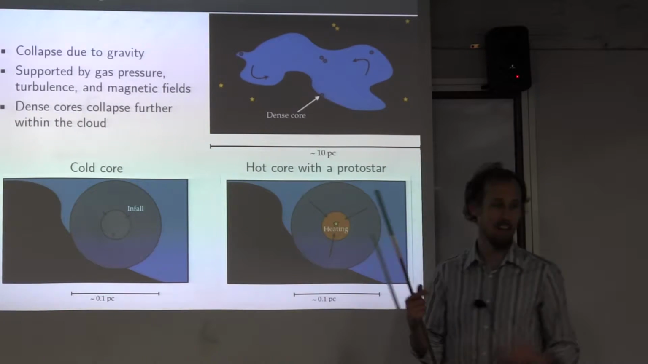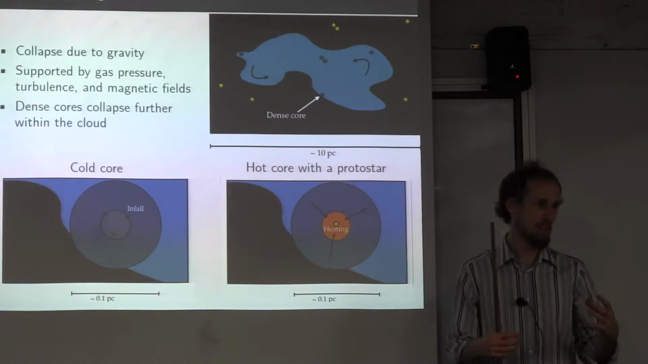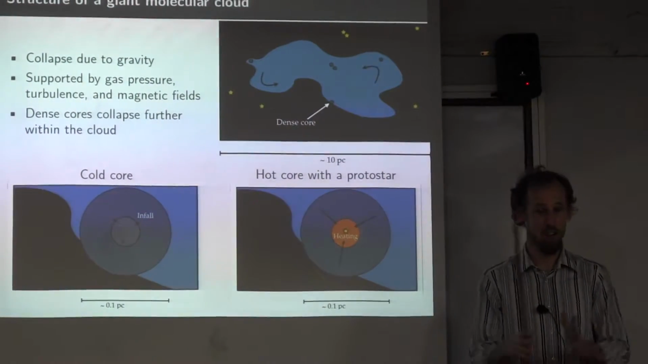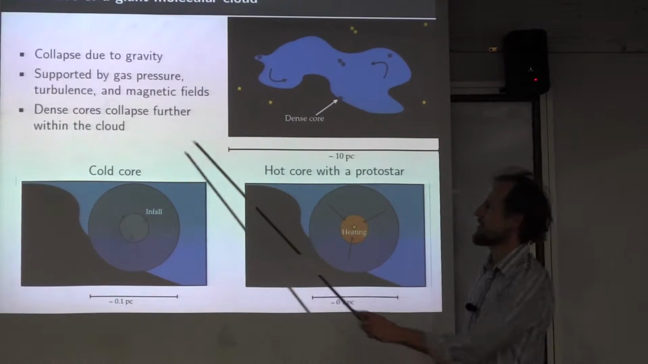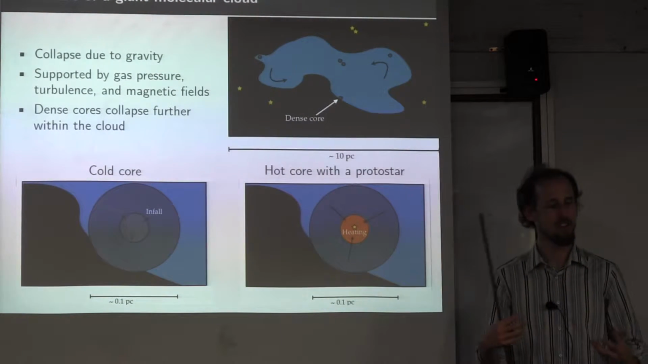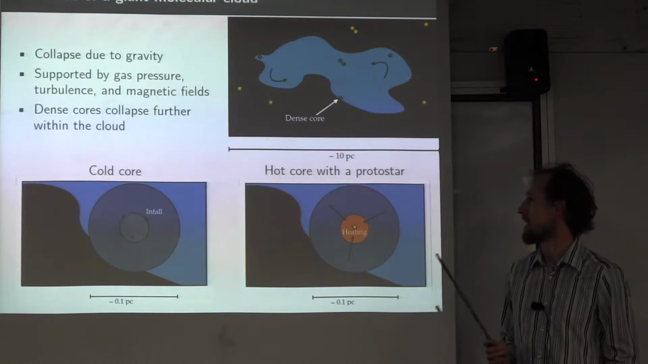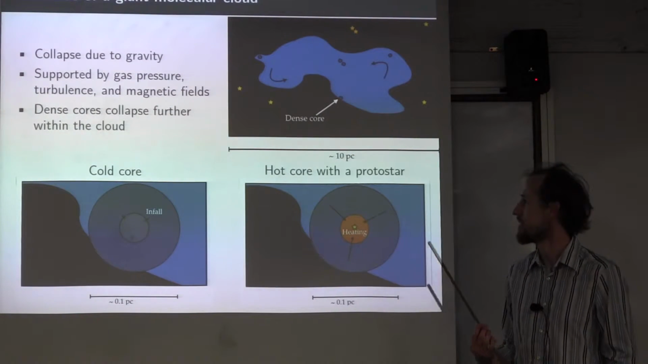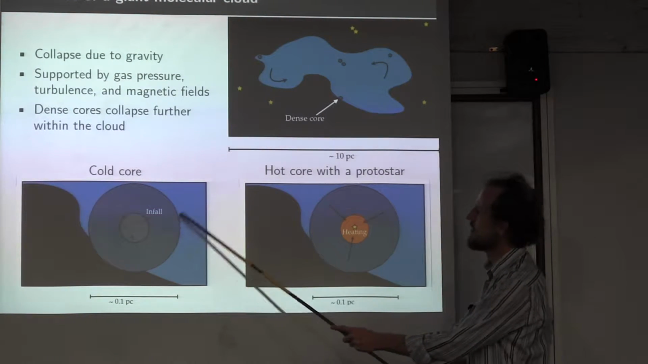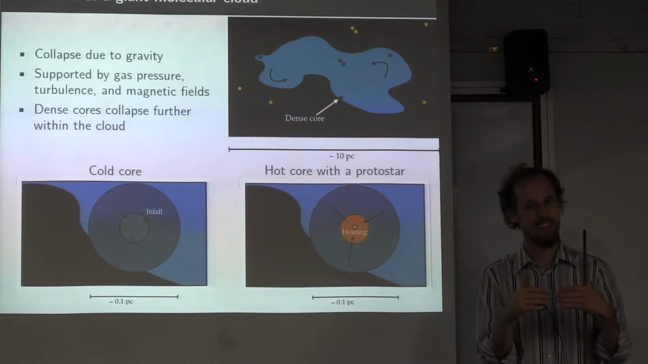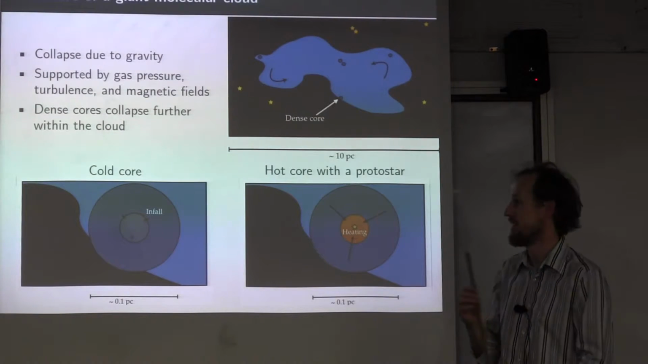What stops the cloud collapsing immediately is gas pressure. I mean, it has a temperature, the ideal gas law is holding it apart. Also some effects from the fact that it is turbulent, so there's some energy from turbulence that prevents it from collapsing, or magnetic fields, which is another area of research. The point is though, in these dense cores, you get a high enough density locally that gravity wins this battle and it starts to collapse under its own gravity.